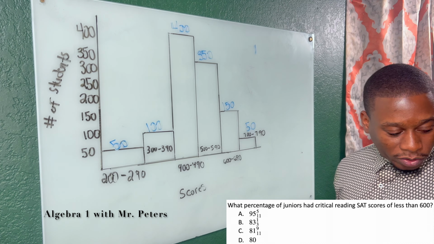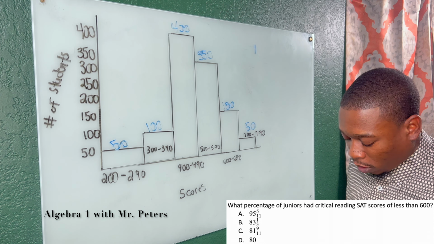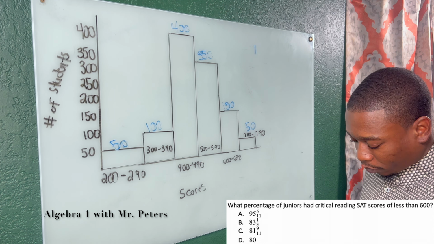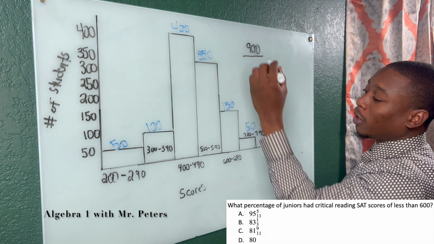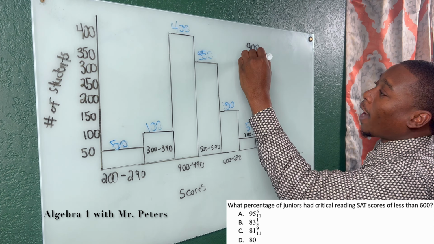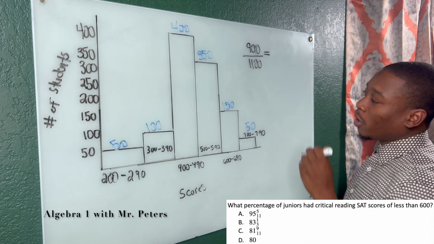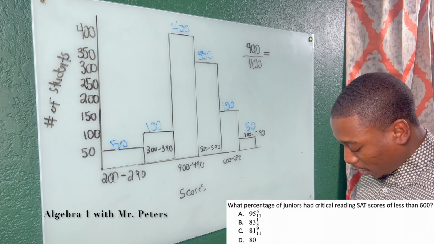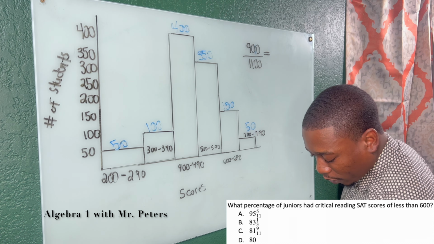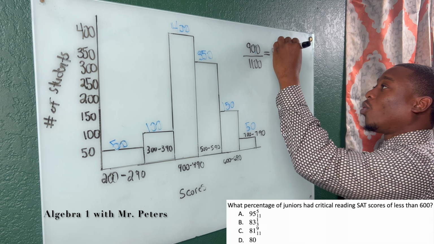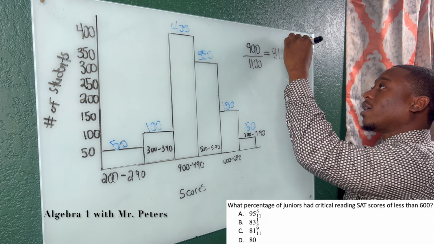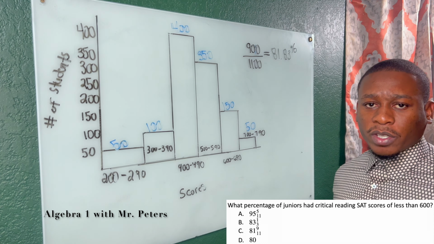Oops. Looks like my marker's gone, guys. Sorry. So what we have now is 900 students with a score of less than 600 out of 1,100 students. And once we simplify this answer now, we are going to get 81.83% if you round up.